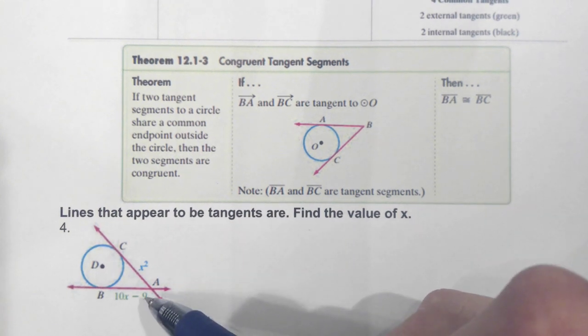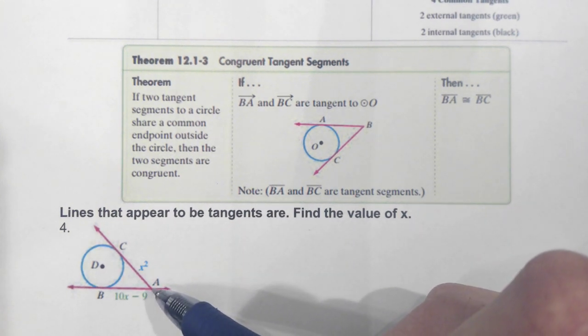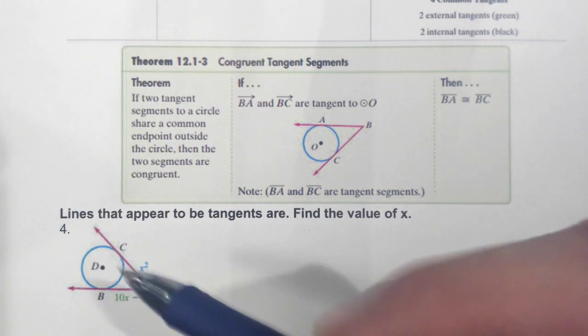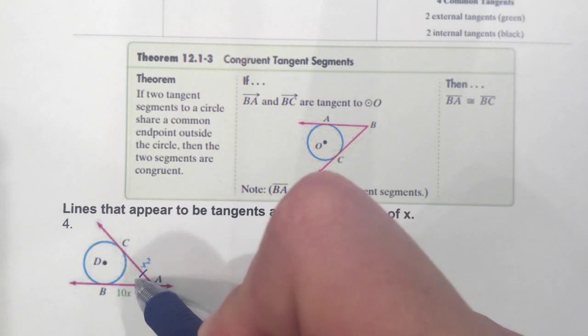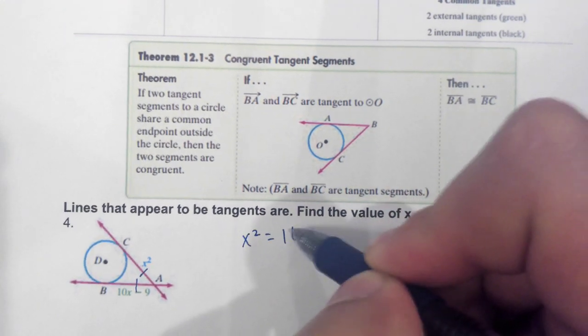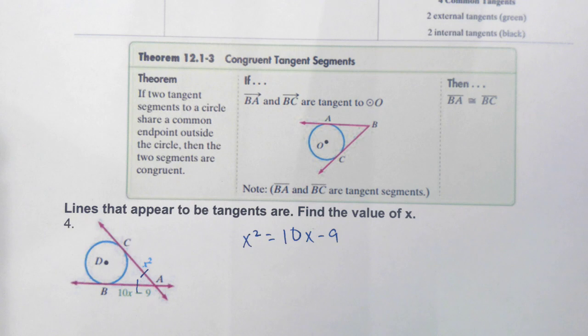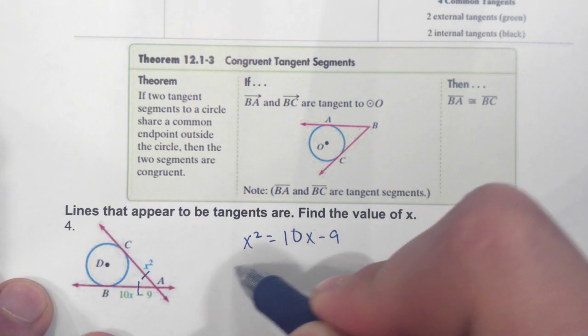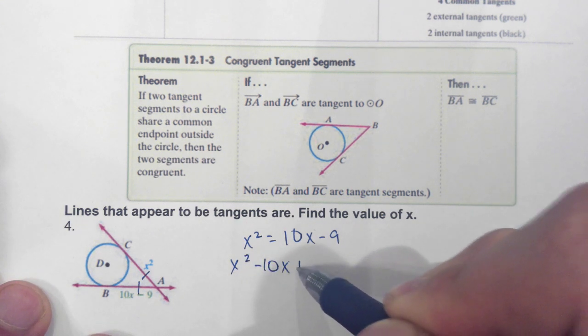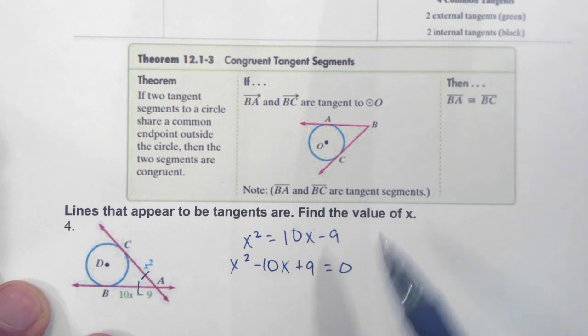So here we have that exact scenario. We have a point outside of a circle. We drew 2 tangents. So we know that these 2 segments are congruent to each other. So we're able to say that x squared equals 10x minus 9. Now that kind of problem, remember, a squared type of problem, you have to solve by either factoring or using the quadratic formula, whichever is convenient.